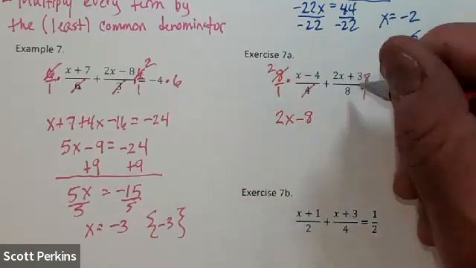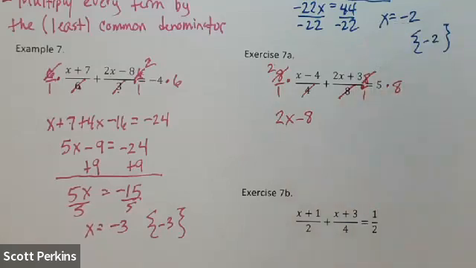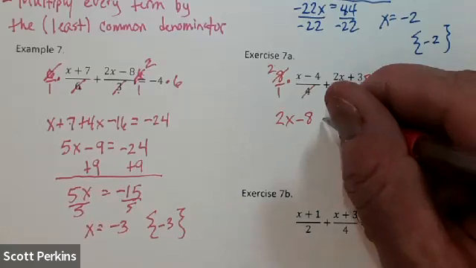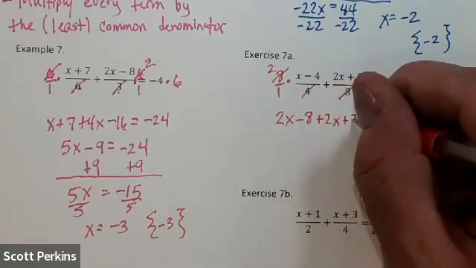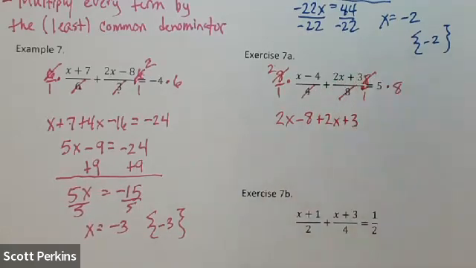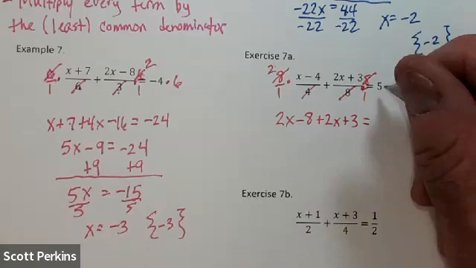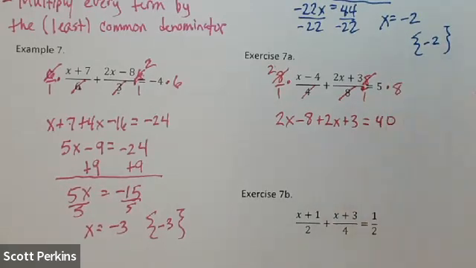The next fraction, 8 and 8, they cancel each other out. So all that's left now is the top of that fraction. So plus 2x plus 3. Are you tracking with me on this? I know it can be a little complicated. On the other side, don't forget to multiply that by 8. 5 times 8 is 40.